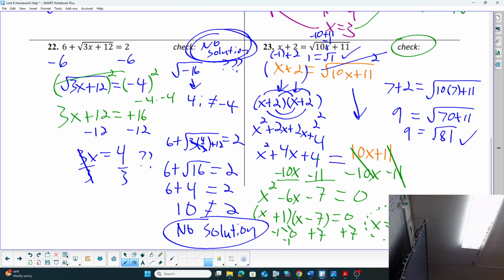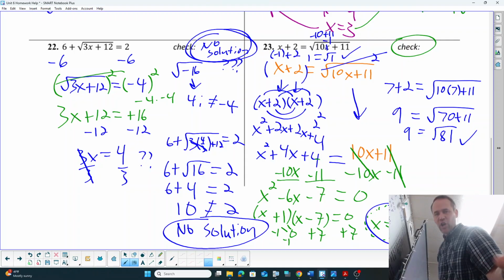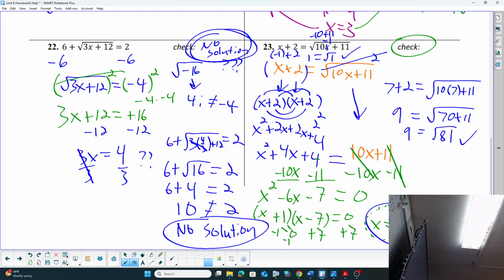Yeah, that works. So in this case, they actually both worked. Not always. But in this case, they both worked. Woo!